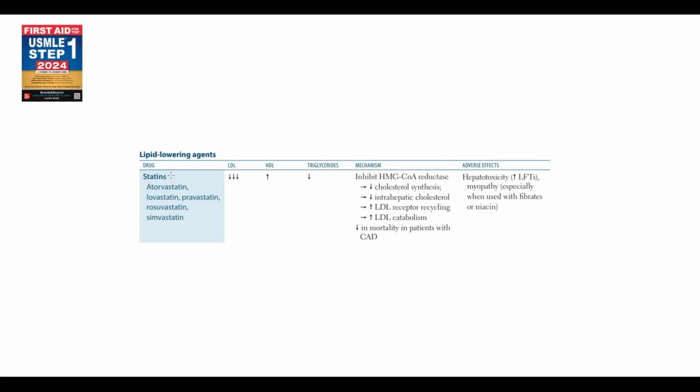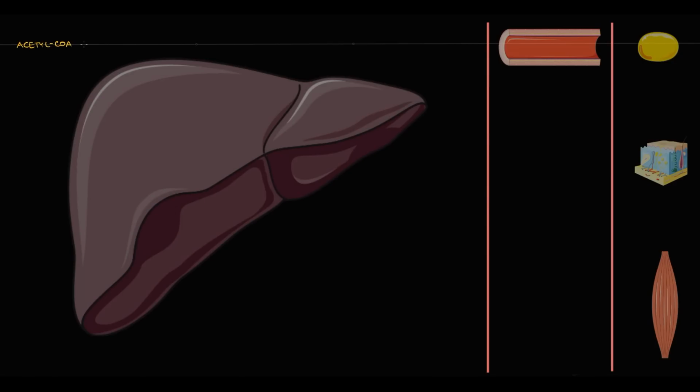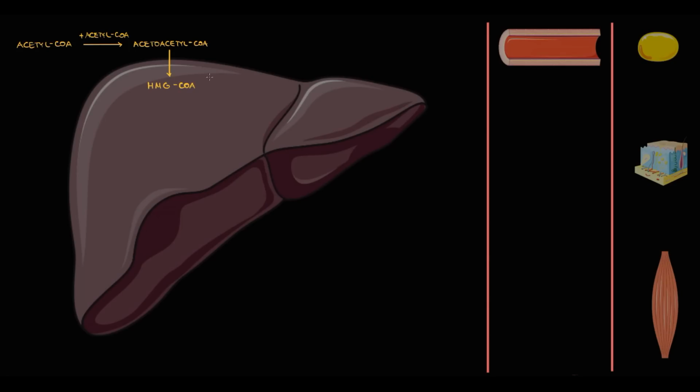Among lipid-lowering agents, statins are by far the most popular drugs. To explain their mechanism of action, we have to know cholesterol synthesis. Initially, from 2 acetyl-CoA molecules, we make acetoacetyl-CoA. After this, we add to acetoacetyl-CoA another acetyl-CoA, which results in formation of HMG-CoA.